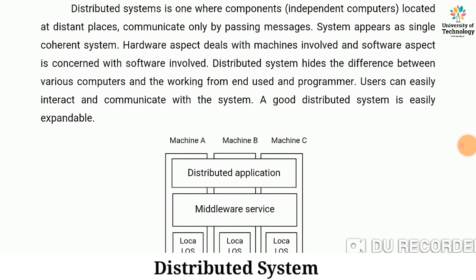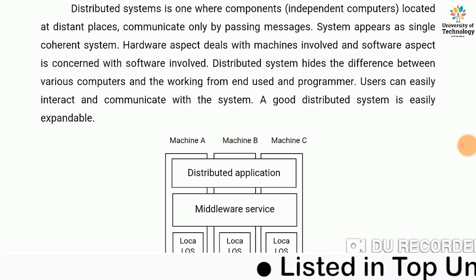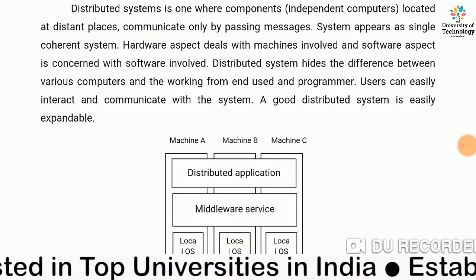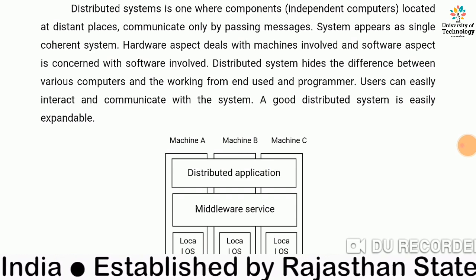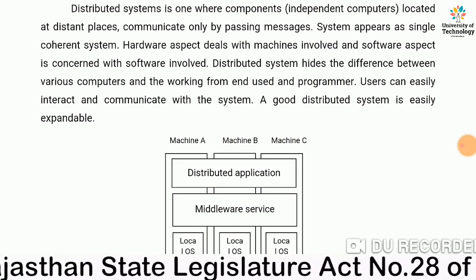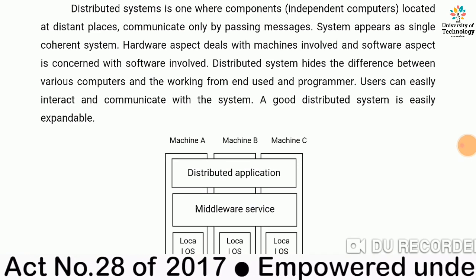Today we are going to talk about the preamble of distributed systems. A distributed system is one where components located at distant places communicate only by passing messages. The system appears as a single coherent system. The hardware aspect deals with the machines involved, and the software aspect is concerned with the software involved. A distributed system hides the differences between various computers and their working from the end user and programmer. Users can easily interact and communicate with the system. A good distributed system is easily expandable.